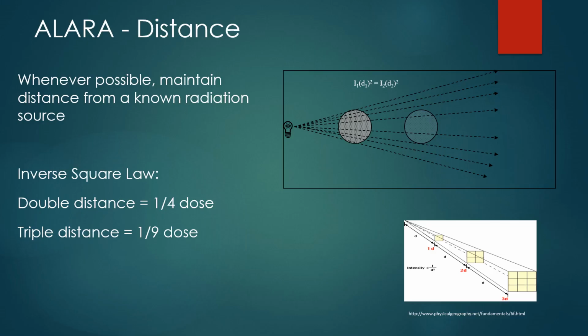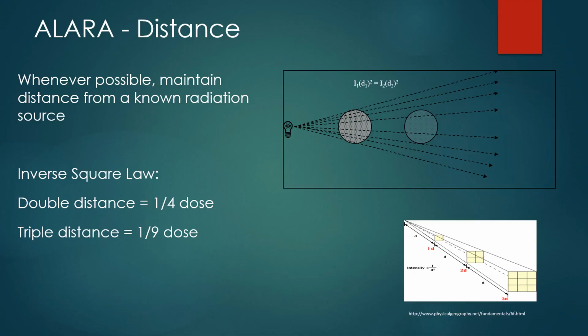Another tool in the radiation safety arsenal is distance. Distance offers great protection from radiation. Radiation exposures follow the inverse square law. As you double your distance from a radiation source, your exposure is reduced by a factor of 4. Therefore, doubling your distance results in 1/4 of the radiation exposure.